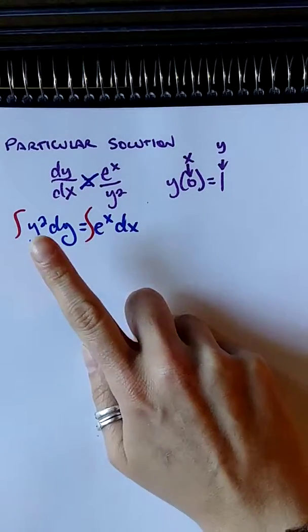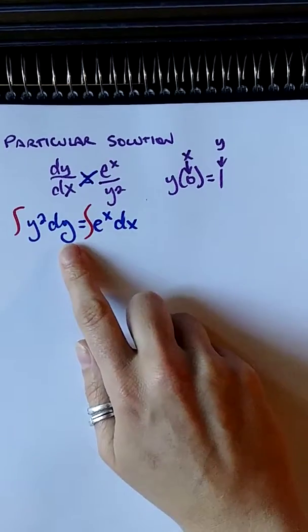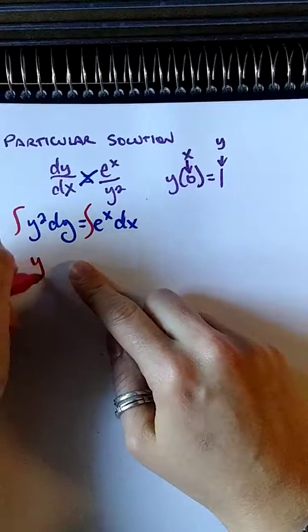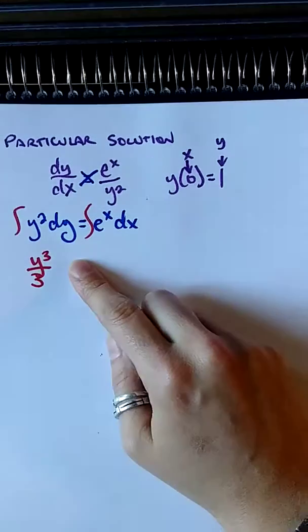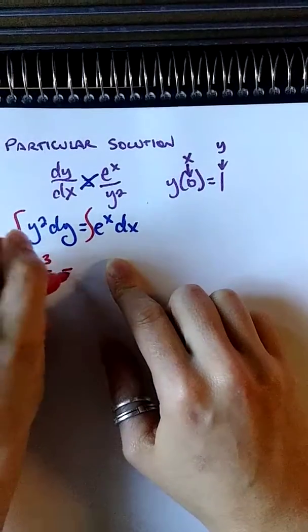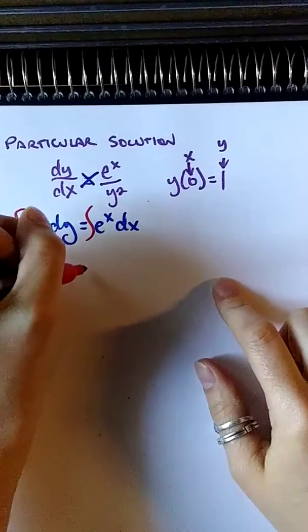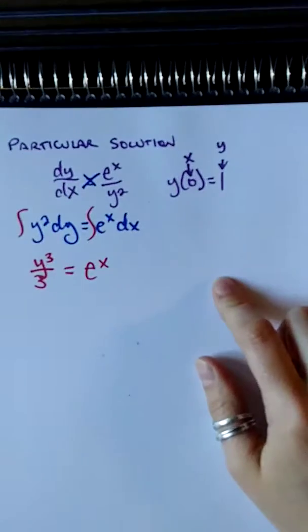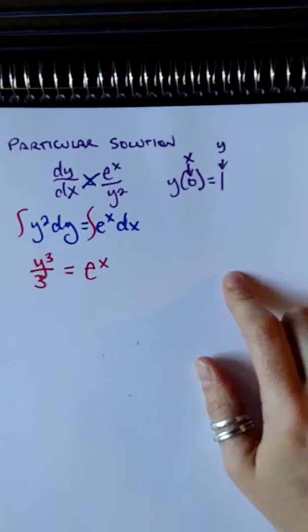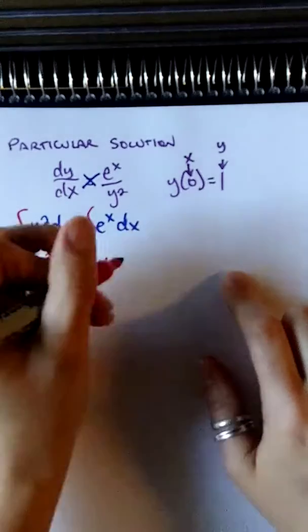So when I integrate the left, I'm integrating y squared with respect to y. So this is going to use that power rule that we know, y cubed over 3. On the right, I have to integrate e to the x dx. When I integrate e to the x, it stays e to the x. This is one of those rules that you're going to have to memorize. And after I'm finished integrating both terms, I put my plus c.